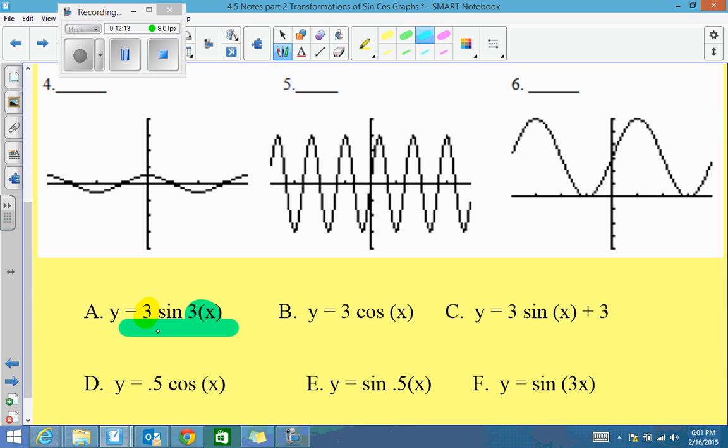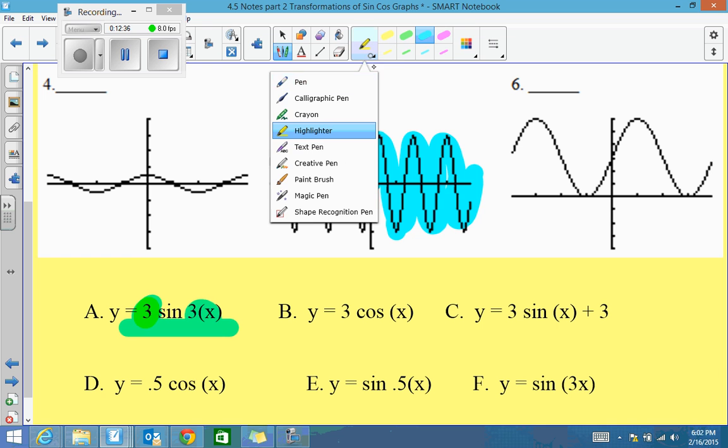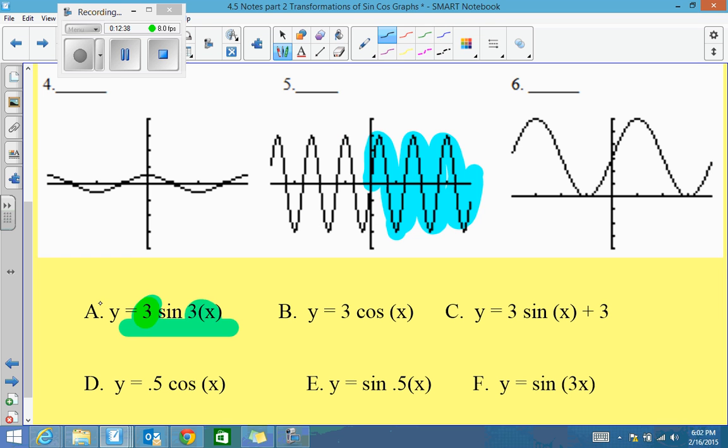So when we think about those changes, we can look at number 5 here and see that this graph matches this equation. Again, it's going up to 3 and down to negative 3 as it cycles, and it's also cycling once, twice, 3 times. So we know that A matches this number 5.